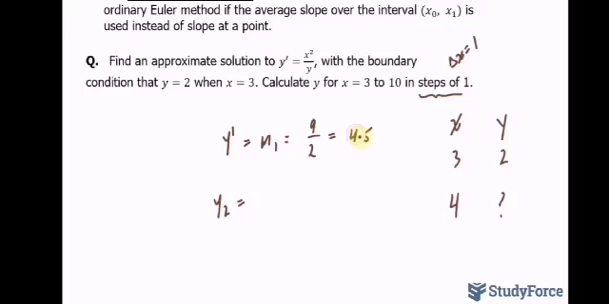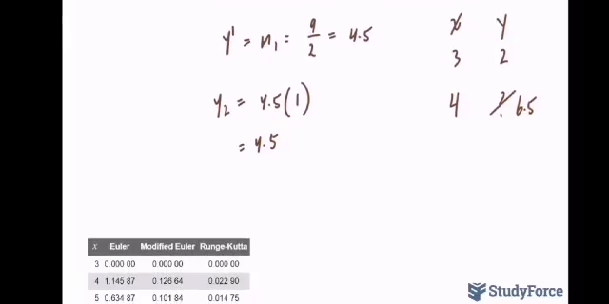We're looking for this, and the way we do it originally is we take 4.5 and we write down y sub 2 is equal to the slope 4.5 times delta x, which is 1. That gives us 4.5. And we add 2 plus 4.5, which gives us 6.5.